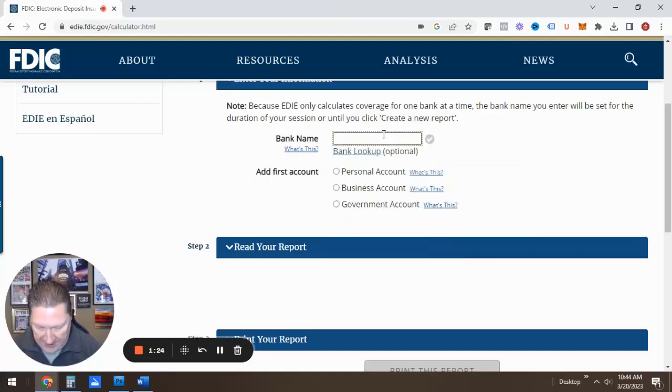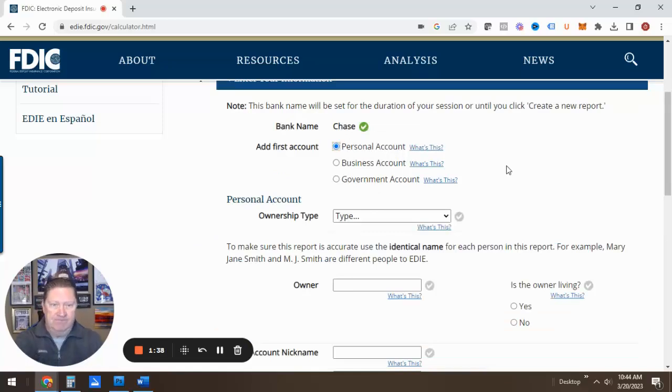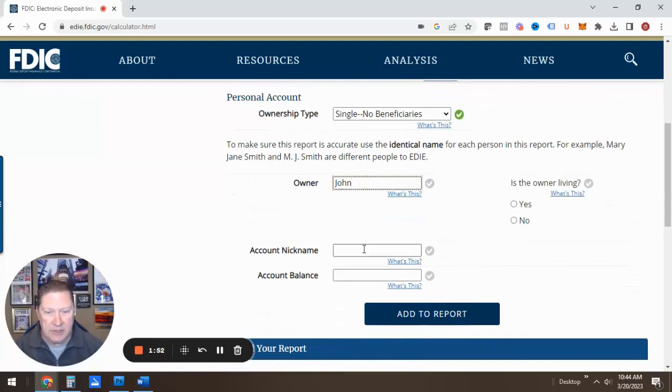But let's just take a big bank that I have right now, and let's just go with Chase. And you're going to click on each one of these, and you're going to add what type of account you have: a personal account, government account, business account, whatever it may be. Let's start with personal type. So in my personal account today, and this is just a single account for me. And let's say my name is John. We'll use good old John and Mary. And so there's John's savings. Okay. And let's say my account balance is $150,000 in savings.